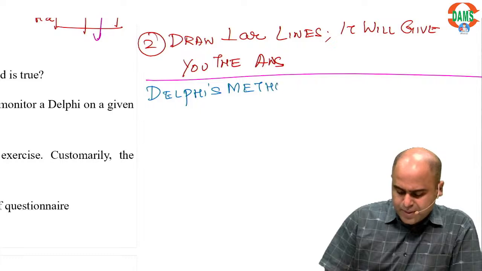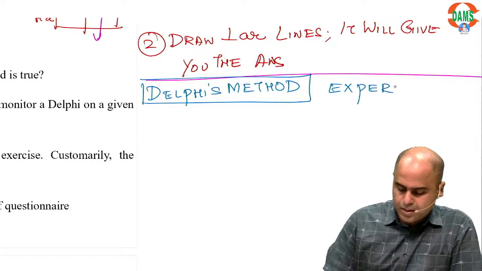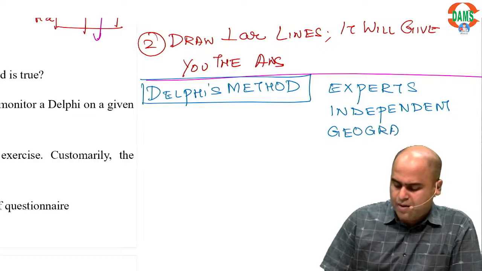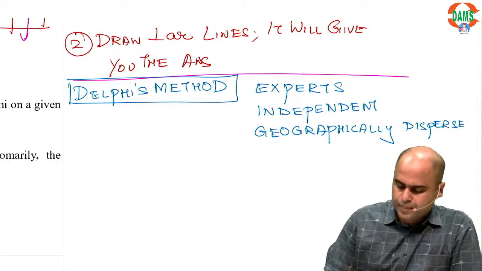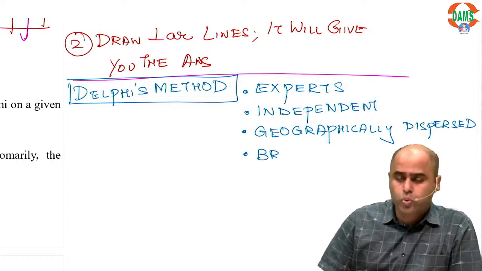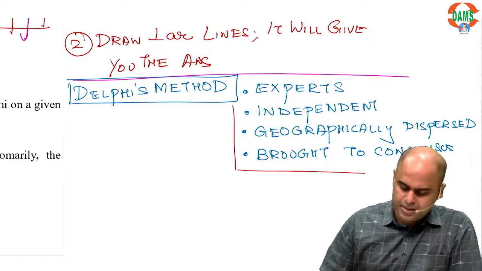So in Delphi's method, I have experts who are independent, who are geographically dispersed, and brought to consensus. This is theory. As a student, very difficult to pick this up.